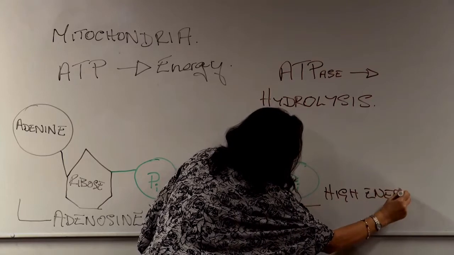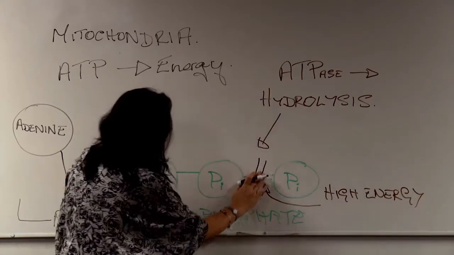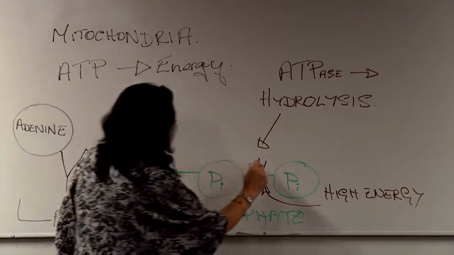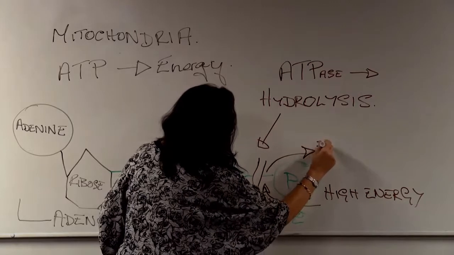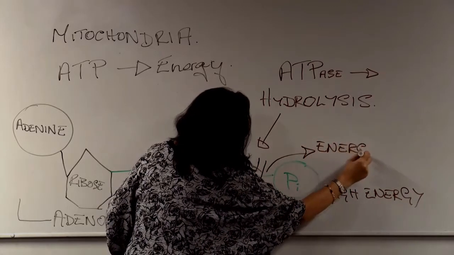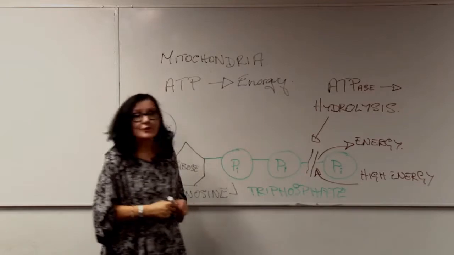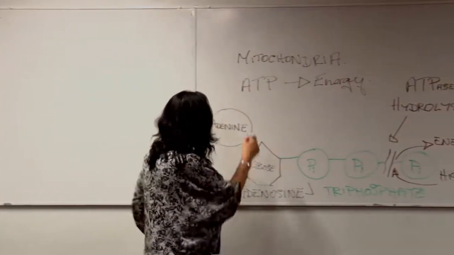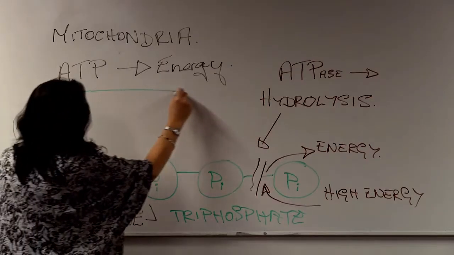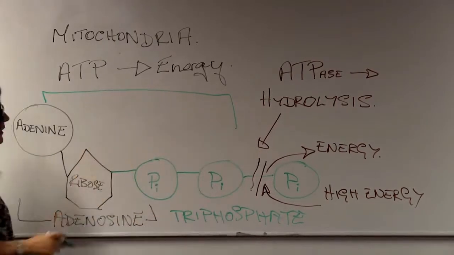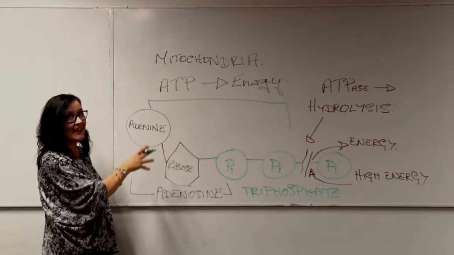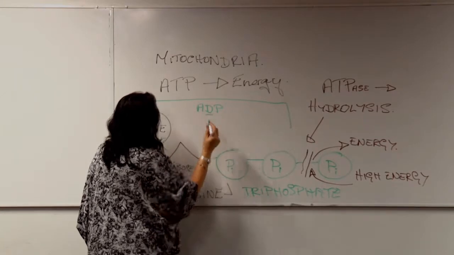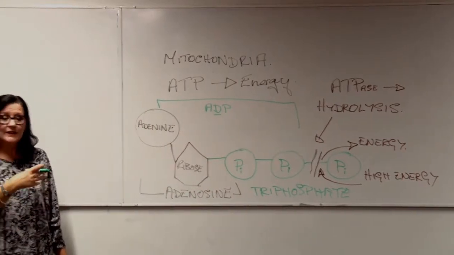And when you hydrolyze it, what happens is you break the bond and you release energy. Of course, you've broken the bond, so no longer do you have ATP. Now, we've got 2 phosphates. So lo and behold, we still have the A. We have ADP, adenosine diphosphate, for 2.